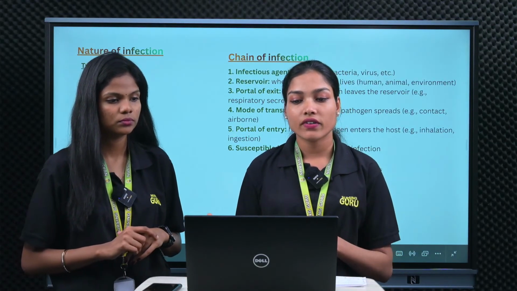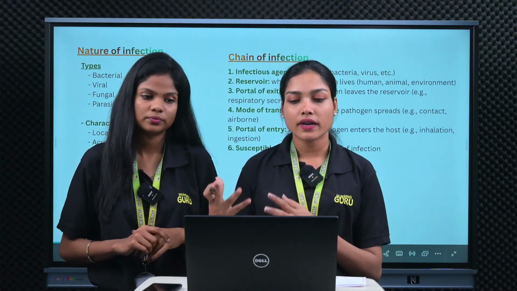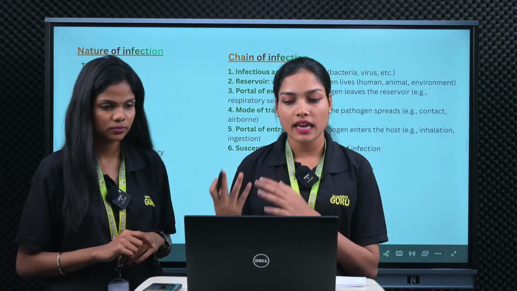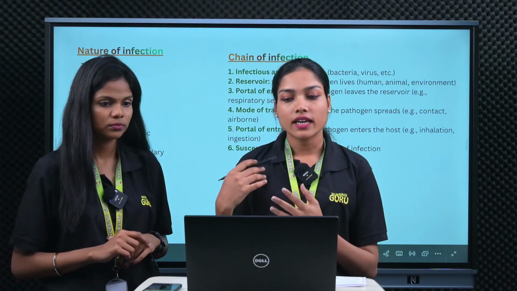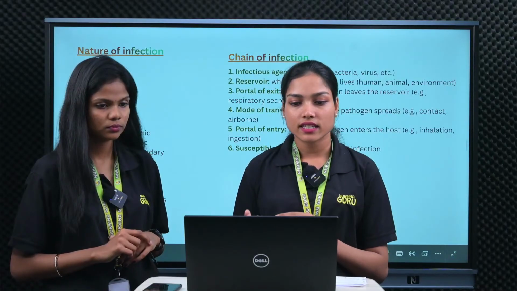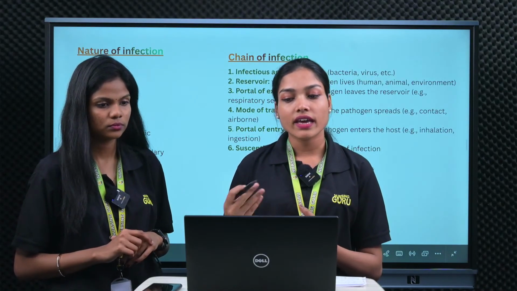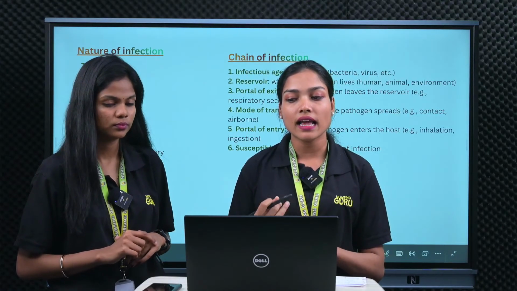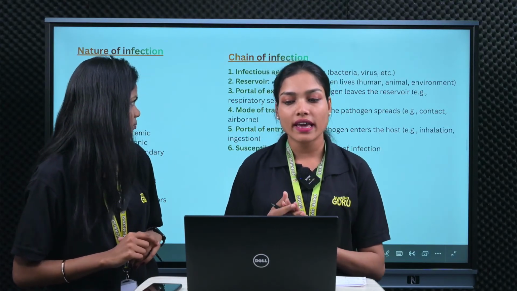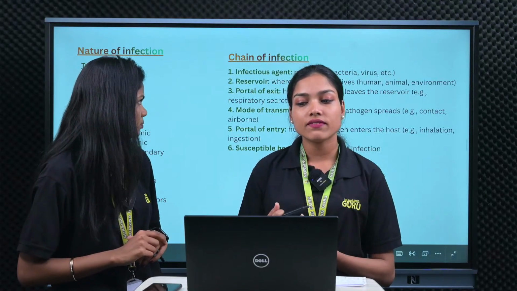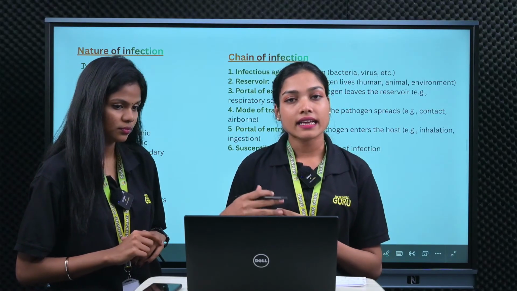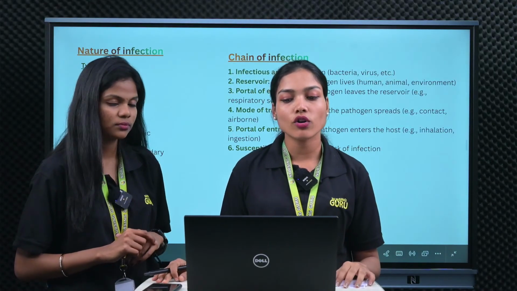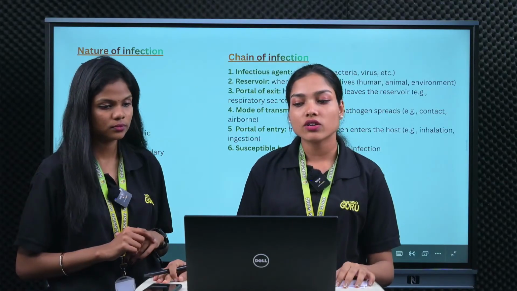Then chain of infection, how the infection will spread in our body. First one is infectious agent. What are the infectious agents? Including bacteria, virus, etc. Then reservoir, where the pathogen lives. The pathogen lives in humans, animals, environments. Then portal of exit, how the pathogen leaves the reservoir. For example, respiratory secretions.